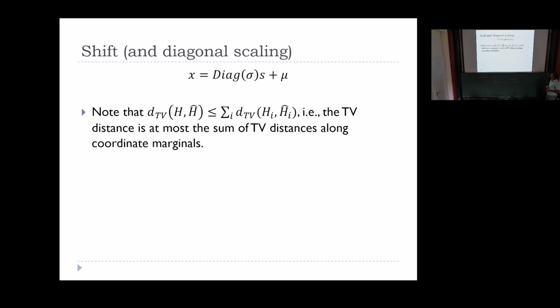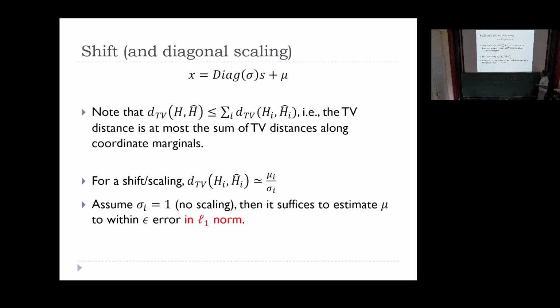Some observations. Let's also introduce diagonal scaling. So it's still in the same unit. I'm not rotating at all, but I'm scaling the diagonals. So the matrix A is just diagonal and a shift. In this case, the total variation distance is just going to be linear in the mean divided by the standard deviation. And let's assume for a second the simplest problem again, there's no scaling.